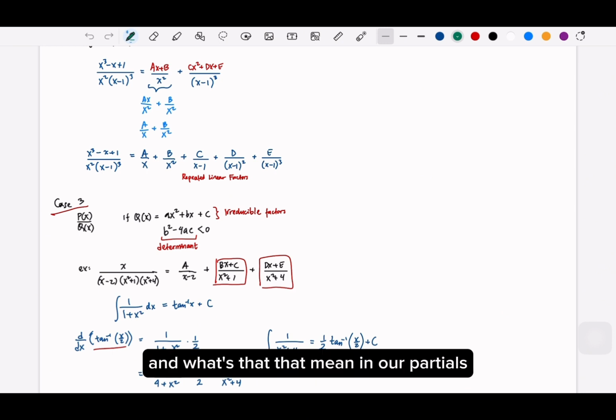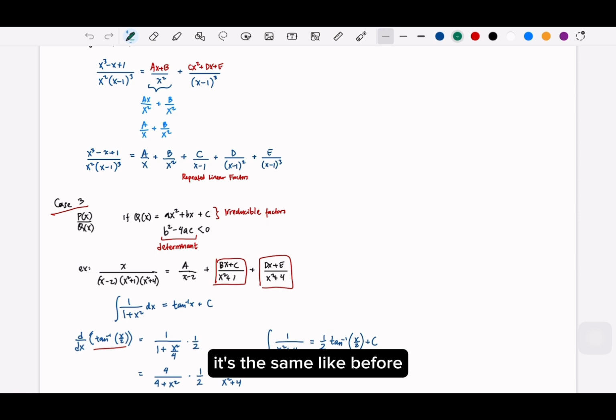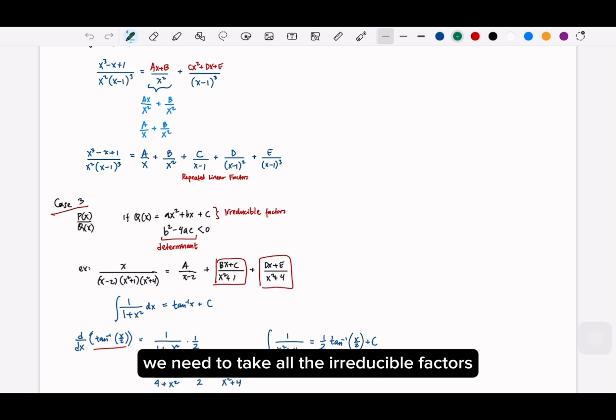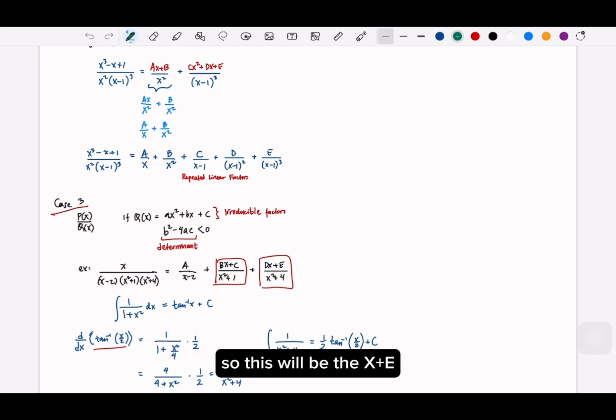And what does that mean in our partial fractions? When we take the partial fractions, first come the linear factors, the same as before. But for the second one, we need to take all the irreducible factors, the x squared plus 1 and the rest, where the numerator becomes a linear expression. So this will be dx plus e.